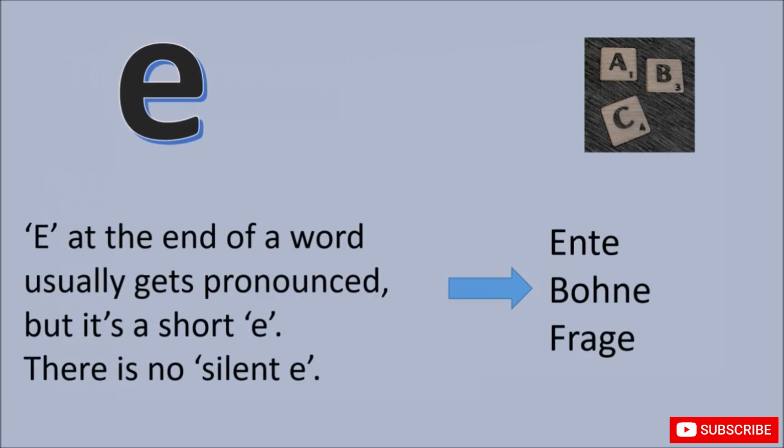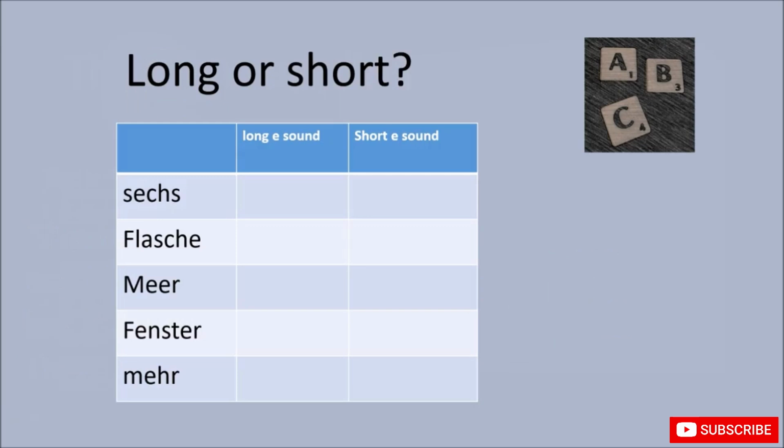Now, E at the end of a word usually does get pronounced. So no silent E as in English, but it is a short E. So Ente, Bohne, Frage. Not very long sounds, but they are there. So is this a long E sound or a short one? I'll give you a few seconds to think about it. And I'm about to reveal the answer, so again pause the video if you're not done.